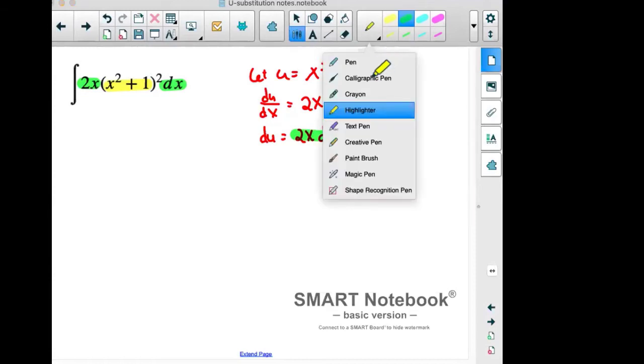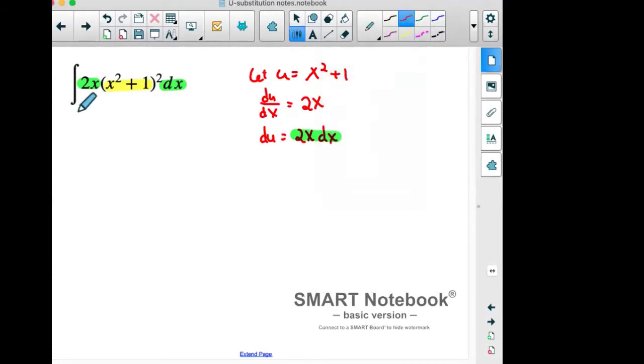Once you notice that pattern applies, you can rewrite your integral, replacing the inside function with u. So that x squared plus 1 squared becomes u squared, replacing this 2x dx with what we figured it to equal, which is du. And so now I have an integral written in one variable, the u variable, and I can integrate. So it's just a regular integration problem now.